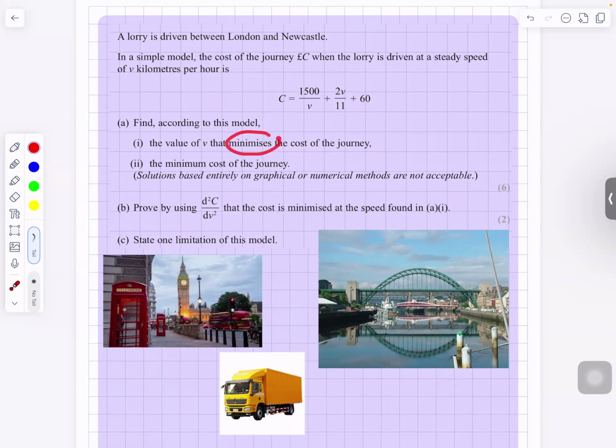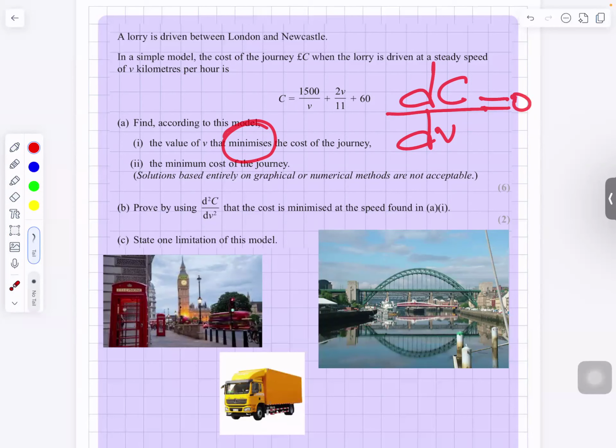When you want to minimize, you differentiate dC over dV, cost versus speed in kilometers. So to minimize, you differentiate dC over dV and make it equal to 0. And then you can solve it. So let's go ahead and do that.